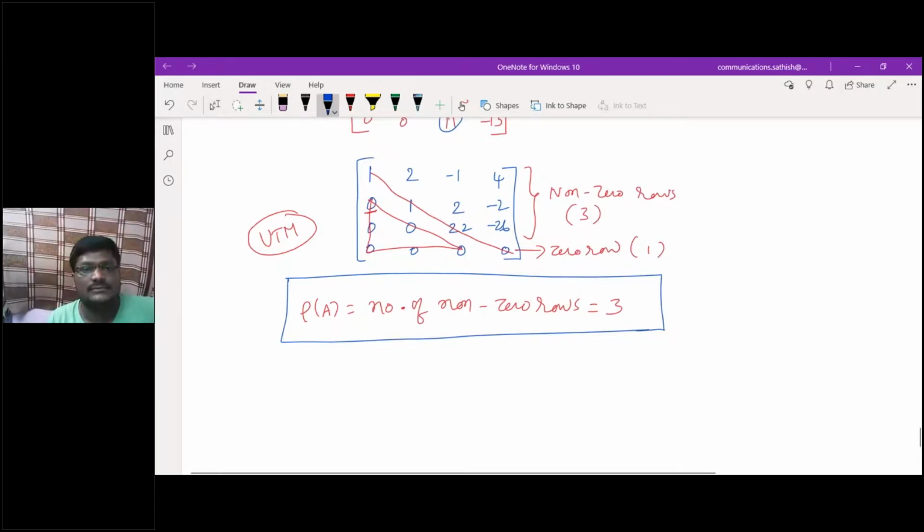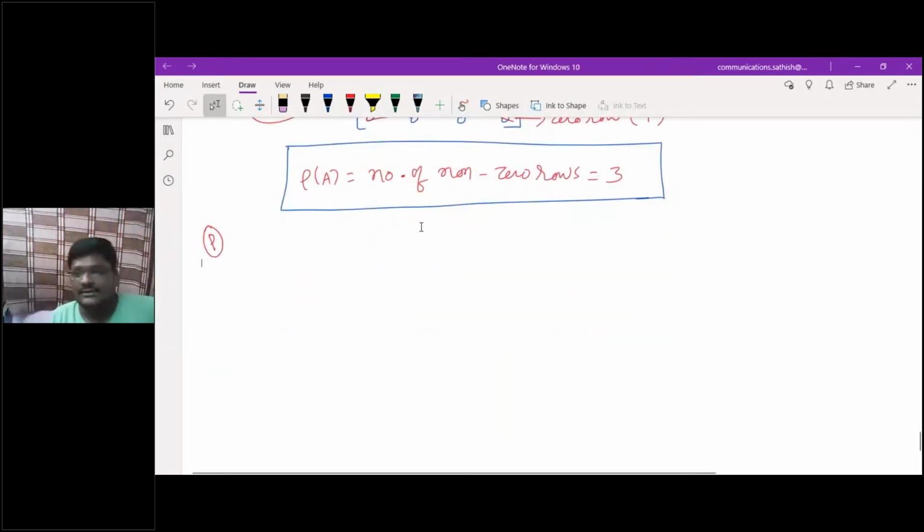Yes, sir. Can you try one more problem? Find the rank of the following matrix. You are writing the GATE exam in 2021 only, na? Yes. Anyhow, you are writing the GATE exam in the year 2021, so I am representing it with respect to that.